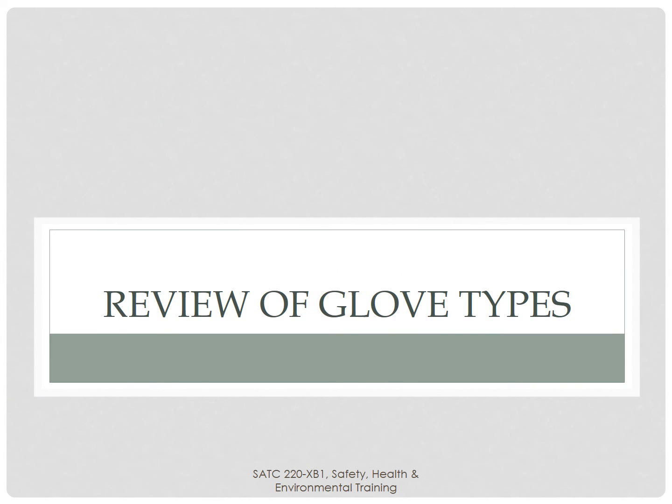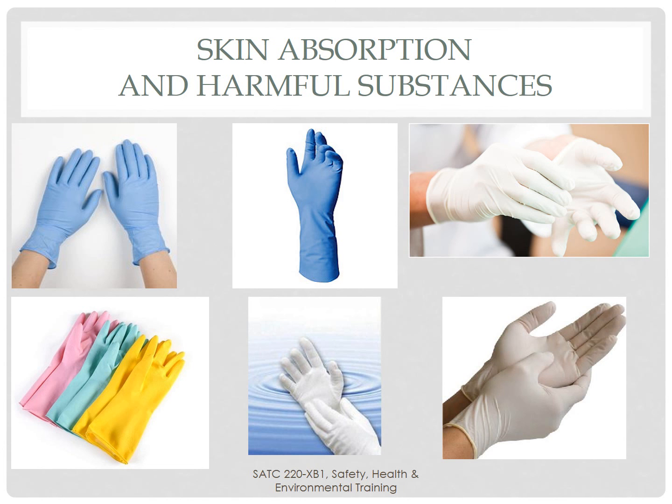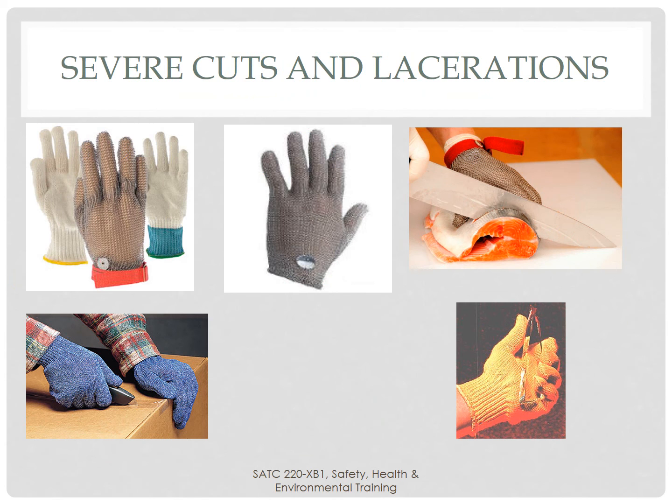Let's review the 7 types of gloves real quickly. We have skin absorption and harmful substances. These are not to be confused with chemical burns. These are lightweight gloves for lightweight type liquids. We have severe cuts and laceration gloves, wire mesh. As you can see, the guy here with a sharp knife handling a piece of glass, possibly a box cutter.